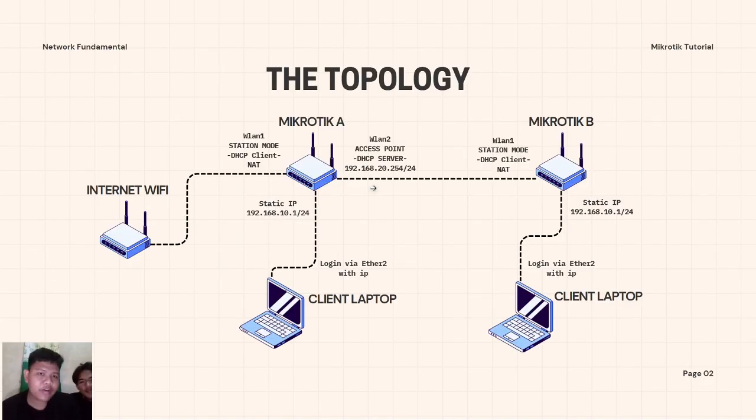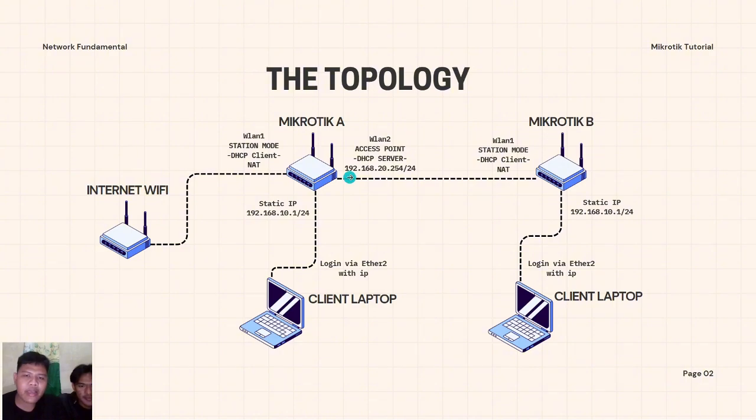So, first, I will show you the topology in this tutorial. Here is the internet Wi-Fi that will connect to MikroTik A in the WAN 1 with station mode and the DHCP client with firewall NAT. And then MikroTik A connects to the client laptop with static IP 192.168.10.1/24 and login via Ether2 with the static IP of MikroTik A.